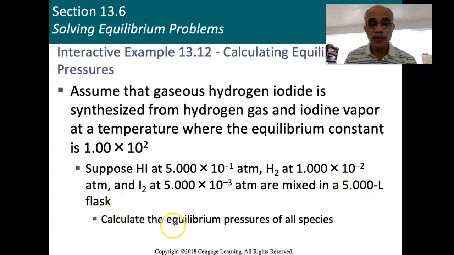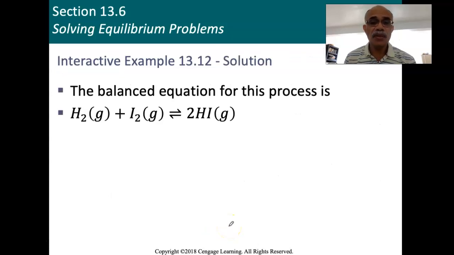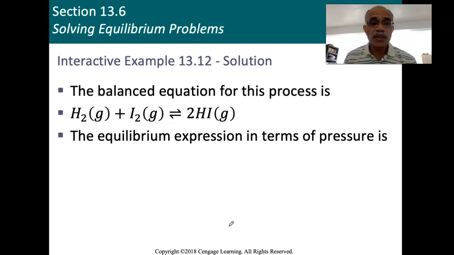Question: calculate the equilibrium pressures of all the species. All right, so let's bring in the equation. That's the equation: H2 plus I2 giving you HI. That is the balanced equation, and you see the stoichiometry from there: 1 to 1 to 2.